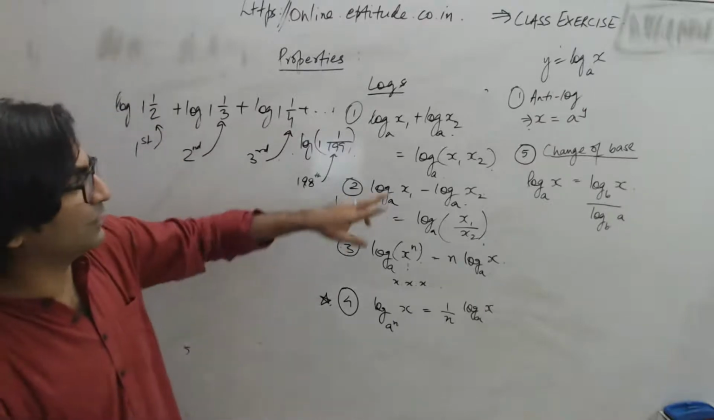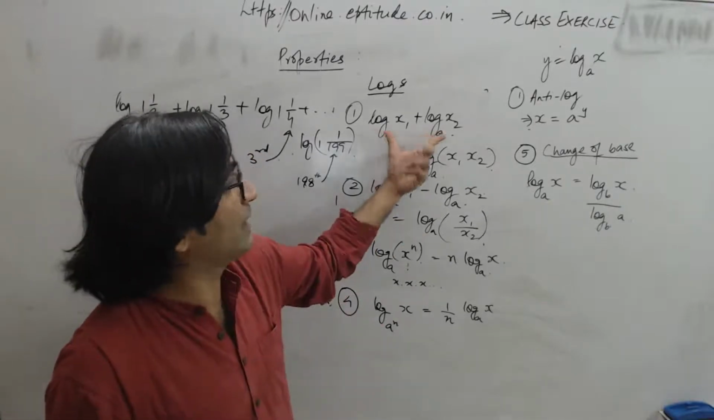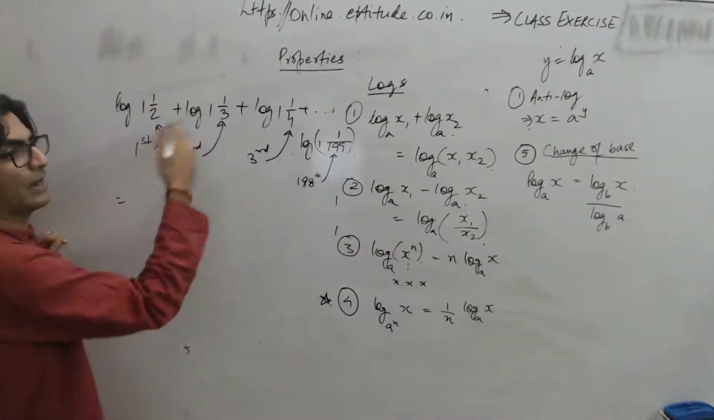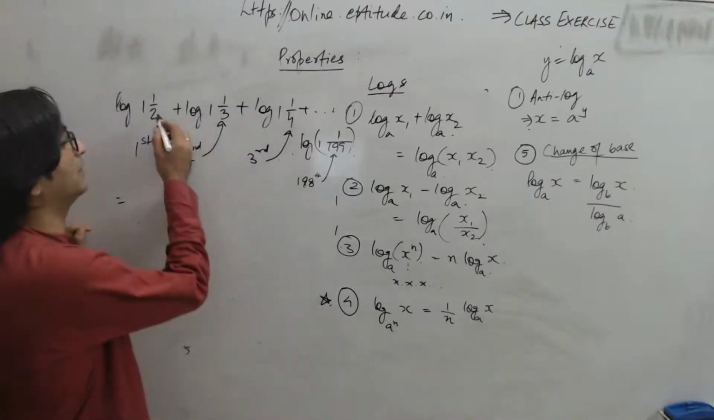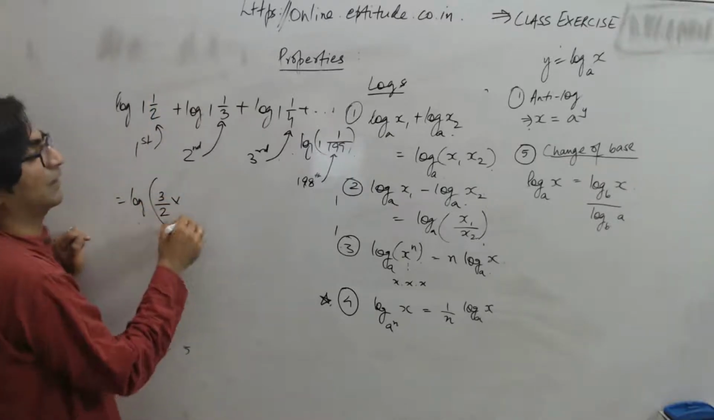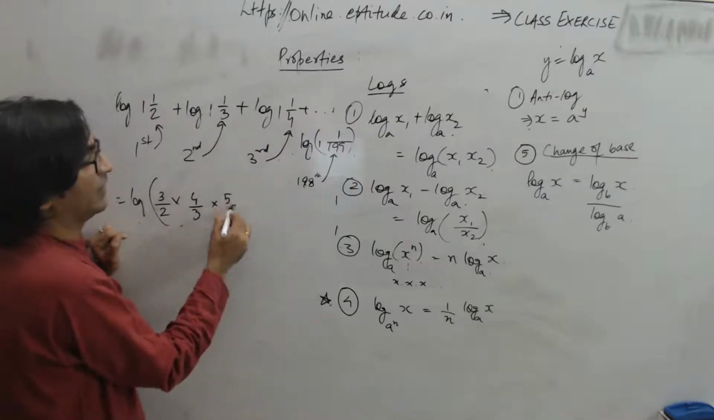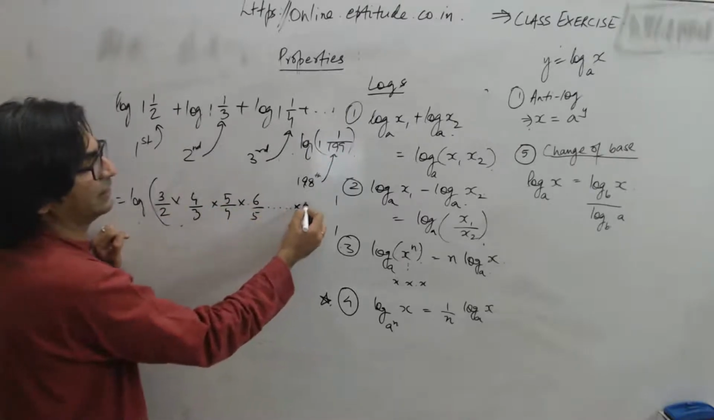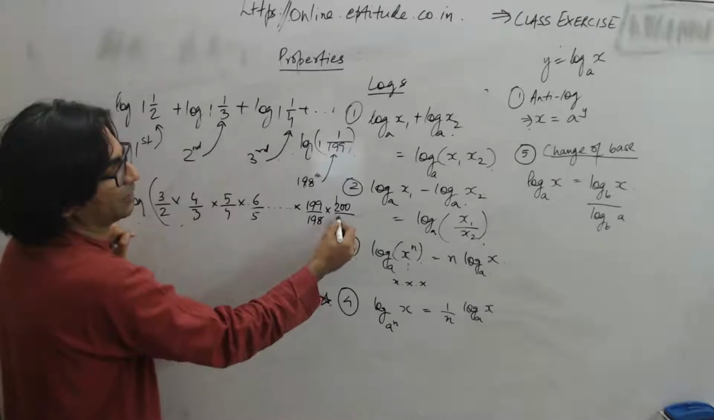The second thing, I'll use property 1, because I'm adding a lot of logs. I'm adding 198 terms, so the moment I add 198 terms, I can multiply their 198 radicals. But before I multiply, I should convert them all into normal fractions instead of mixed fractions. So let me rewrite them. 1 by 2: 2 into 1 is 2, 2 plus 1 is 3. So this becomes 3 by 2. Multiply this with the next radical, that's 3 plus 1, 4 by 3. This one is 5 by 4. And now I can see the pattern: 5 by 4, 6 by 5, all the way till 199 by 198. And then for the last term, it's going to be 200 upon 199.